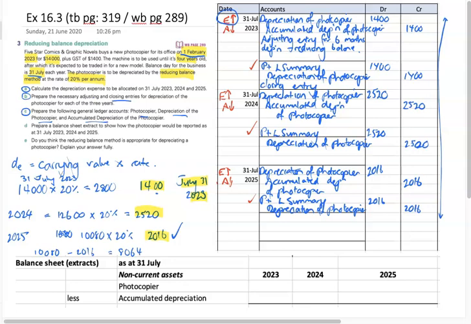What I'm going to do is go straight to D, which asks us to prepare a balance sheet extract to show how the photocopier would be reported in our balance sheet. We know that we bought our photocopier for $14,000, but we know as each year passes, our asset is not actually worth that amount.